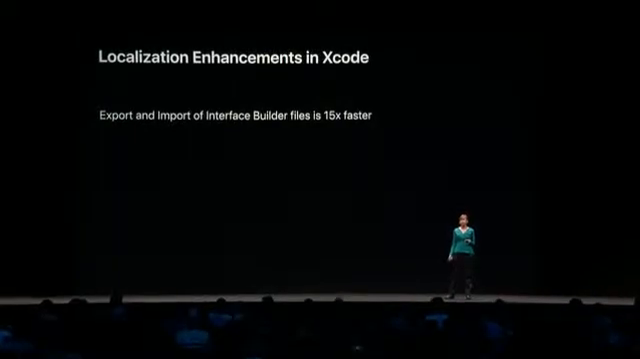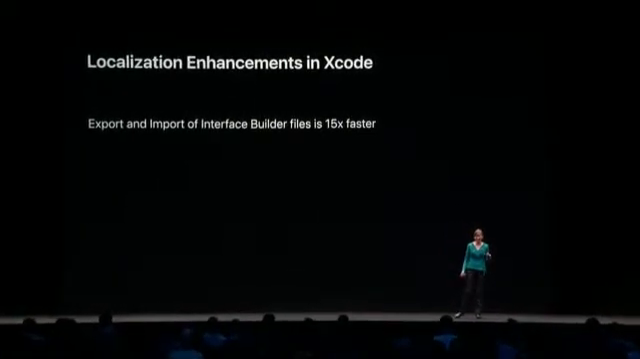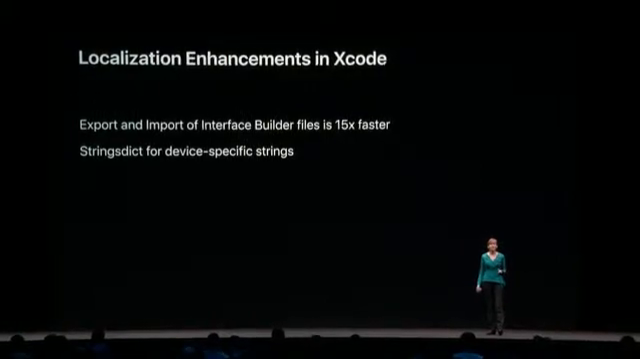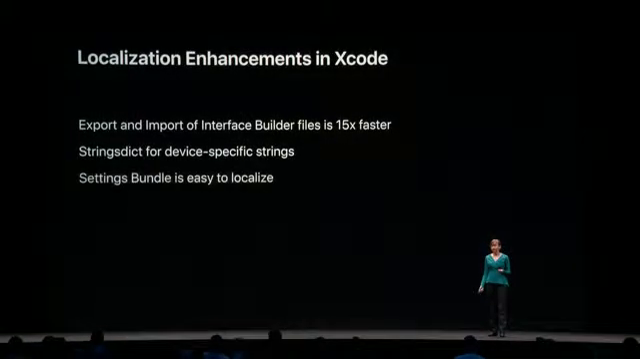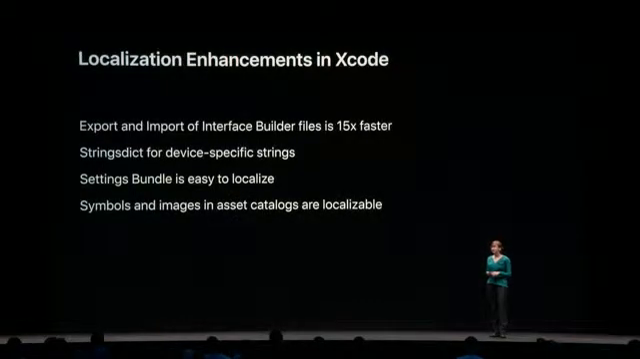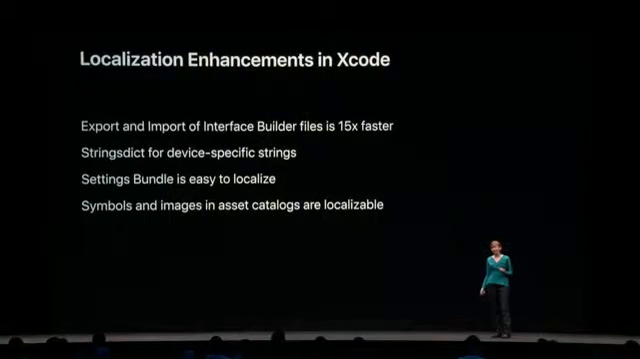So we just saw some of the enhancements to the localization tooling in Xcode. Export and import of Interface Builder files is now a lot faster. There's a new stringsdict rule for device-specific strings. Settings bundle is now easy to localize. And symbols and images are localizable in asset catalogs.